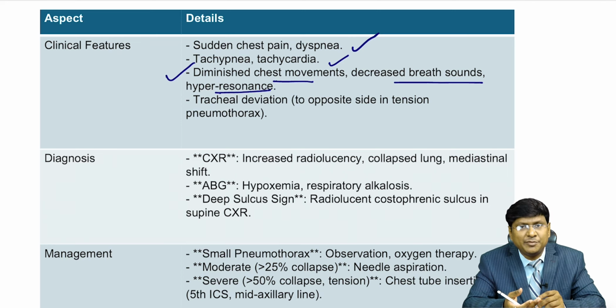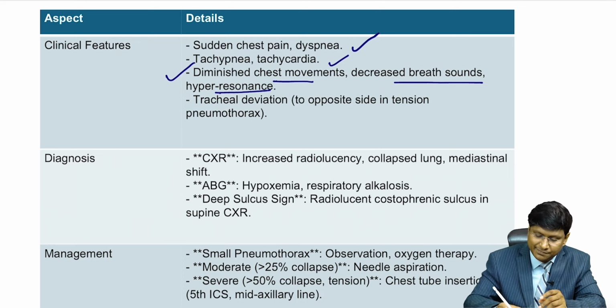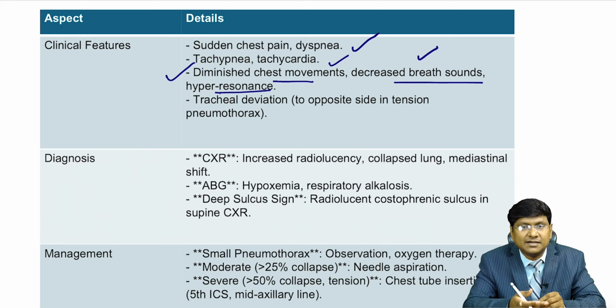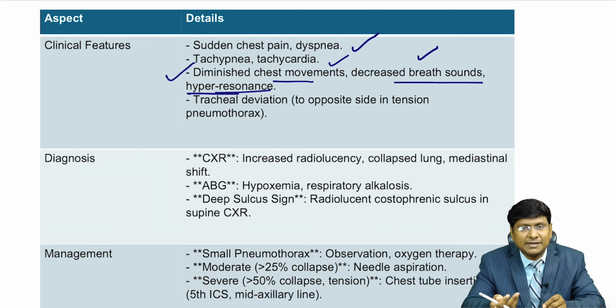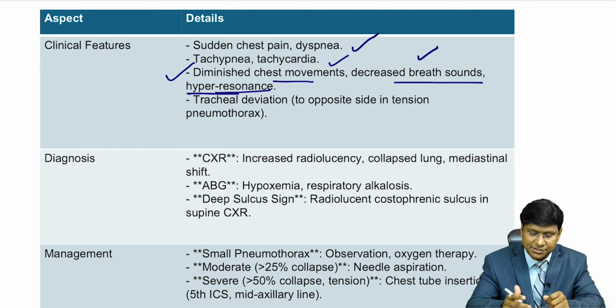Okay, so chest wall movements are decreased because the lung is collapsed, right? And there are decreased breath sounds because the lung is completely collapsed. There is no lung parenchyma at all. And there is hyperresonant percussion note. Why is there hyperresonant percussion note? The hyperresonant percussion note will be there due to excess amount of air in the pleural space. So that is what is called the hyperresonant percussion note.